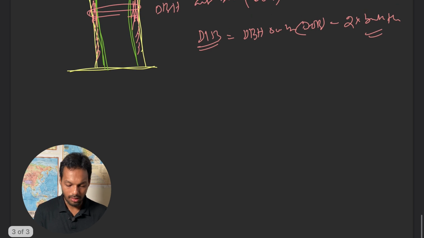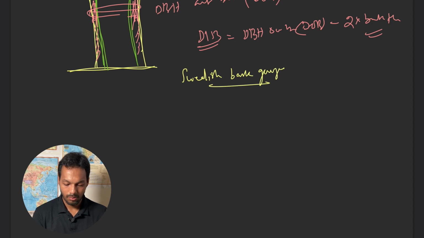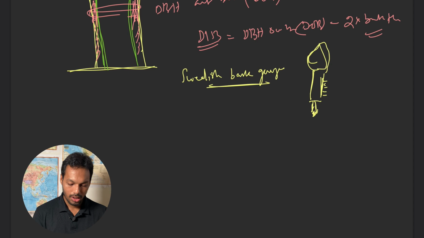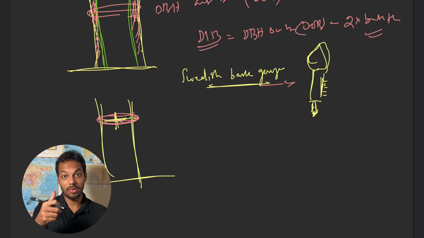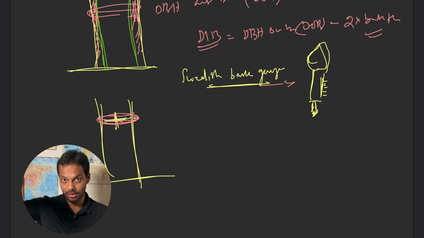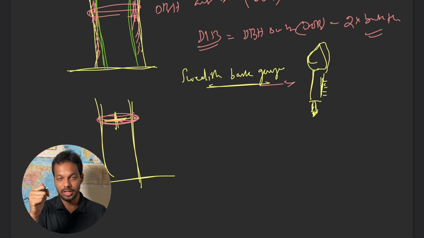For that we have one instrument called the Swedish bark gauge. You can find it like this, and here is a pointed structure. Here you can find some measurement scale. Suppose this is the tree, you measure the DBH at this point and put a cross mark. Along the cross mark you put the Swedish bark gauge for measurement at 4-5 different places, surrounding the trunk.